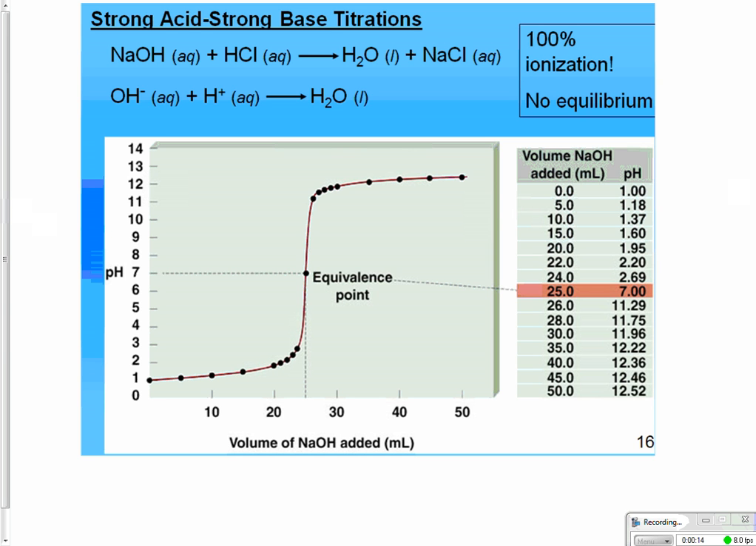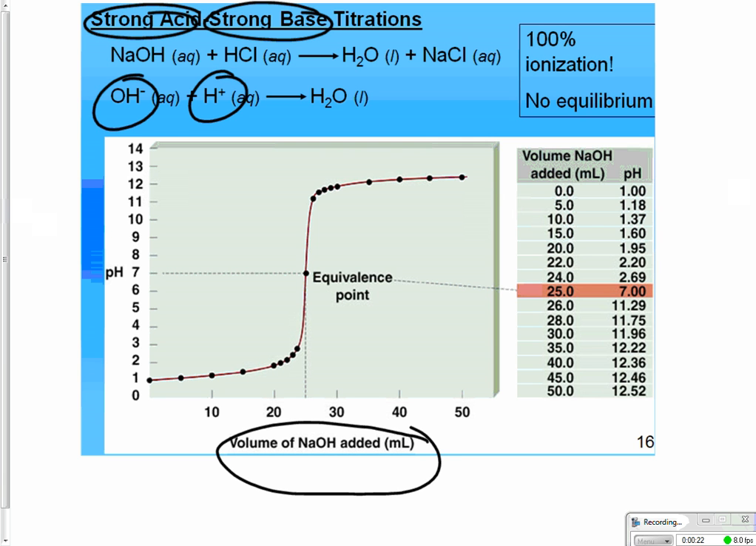First off, strong acid, strong base titration means we've got OH minus and H plus. In this case, it tells us on the bottom what we're adding. We're adding a base. We're starting with an acid. How do we know? Well, look at the pH. Look where the pH starts.